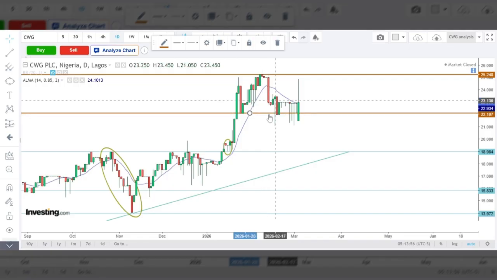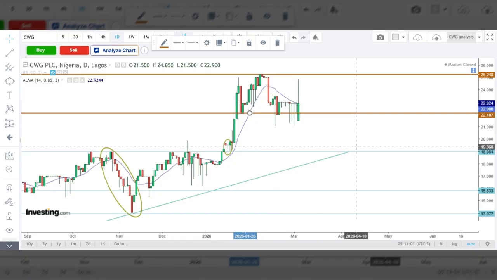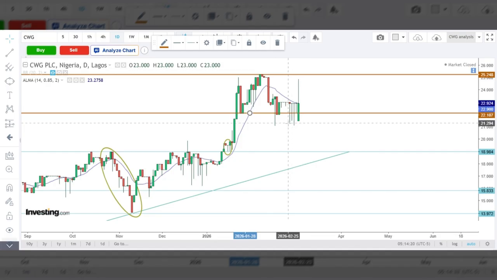So people were waiting on this. How much is this? 22 naira, 110 kobo to buy. So anytime it reaches here, people will buy. Anytime it reaches here, people will buy. You can see people are now buying at this level. So it is not going down the way it went down to even this level. So the people are buying at this level.